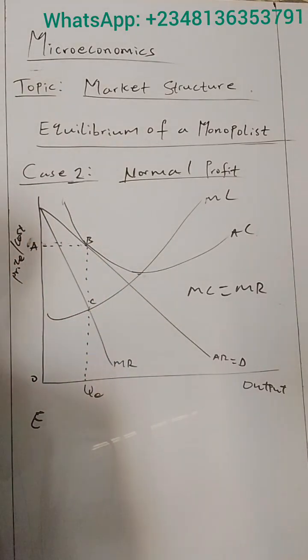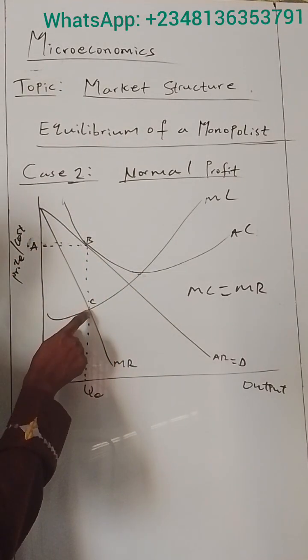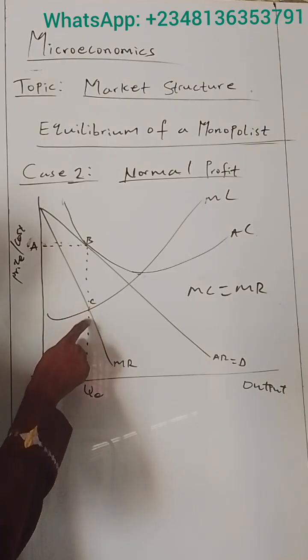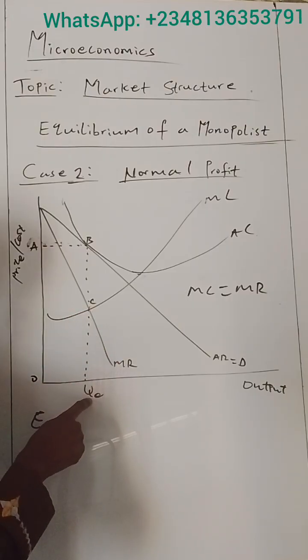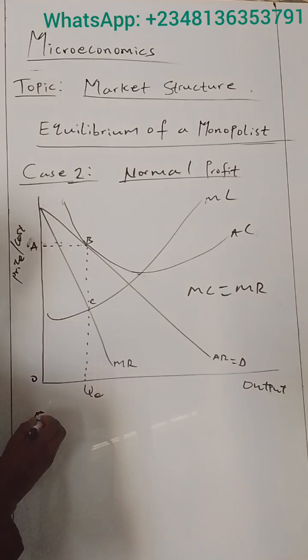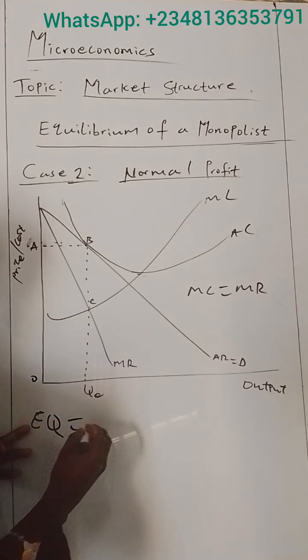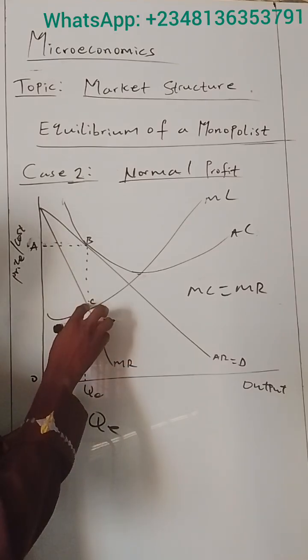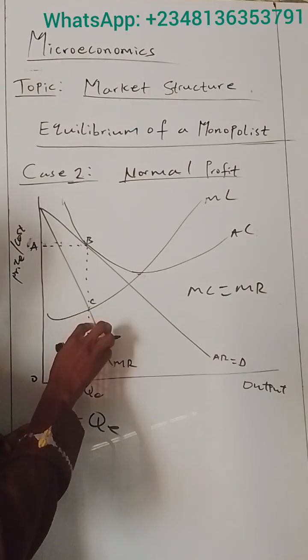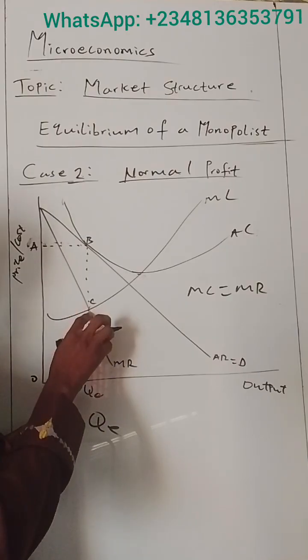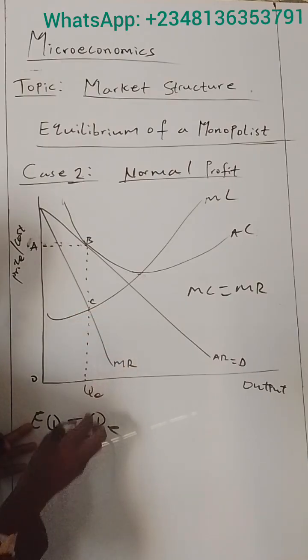Now, how do we determine the equilibrium quantity? We trace it down from the equilibrium point. Wherever we get at Q, that represents our equilibrium quantity. In other words, equilibrium quantity EQ is equal to QE, because that's the Q we get when we trace this line down from the equilibrium point.